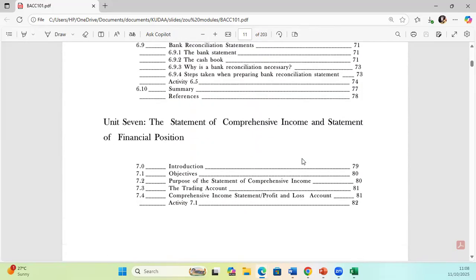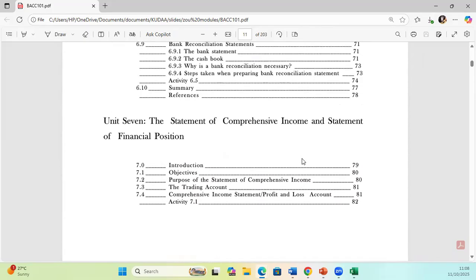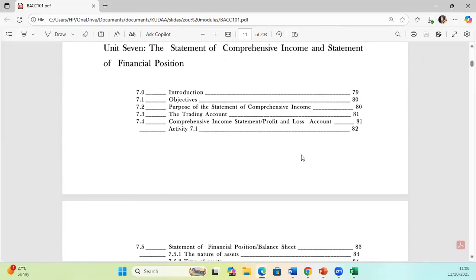For financial accounting, you master more through doing a lot of practice, a lot of questions. It's not a theoretical subject where you need to have a lot of notes, but you need to do a lot of questions.